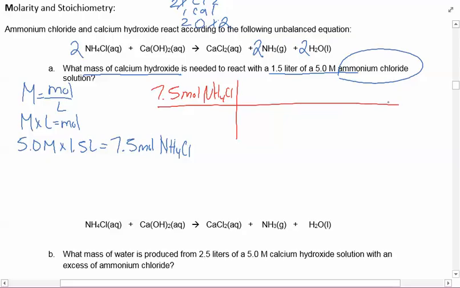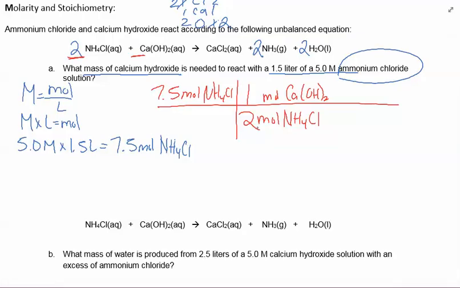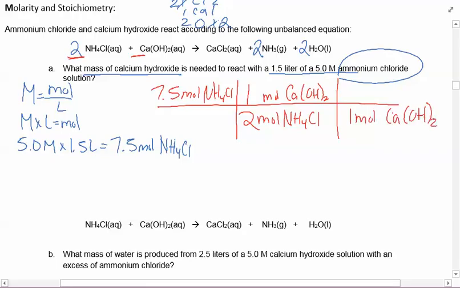So because we're already in moles, we can do our stoichiometry step to go from moles of ammonium chloride to moles of calcium hydroxide. So we look at our balanced chemical equation, and we have 1 mole of the calcium hydroxide for every 2 moles of the ammonium chloride. Remember, we're referring to our balanced chemical equation. This is why we need it at this point. It's asking for mass, so we'll have to do one more step. We'll have to go from moles of calcium hydroxide to grams of calcium hydroxide.